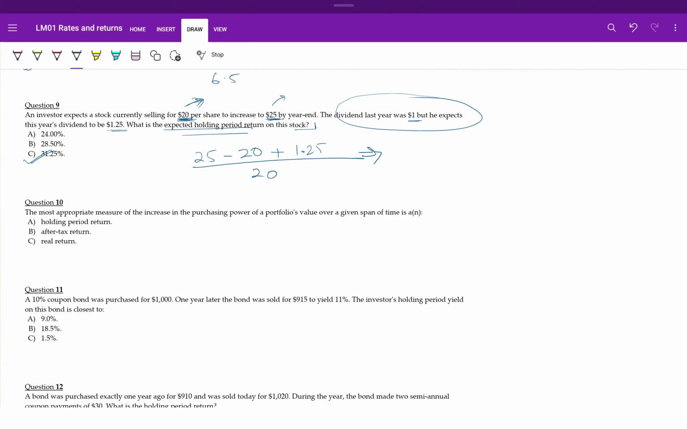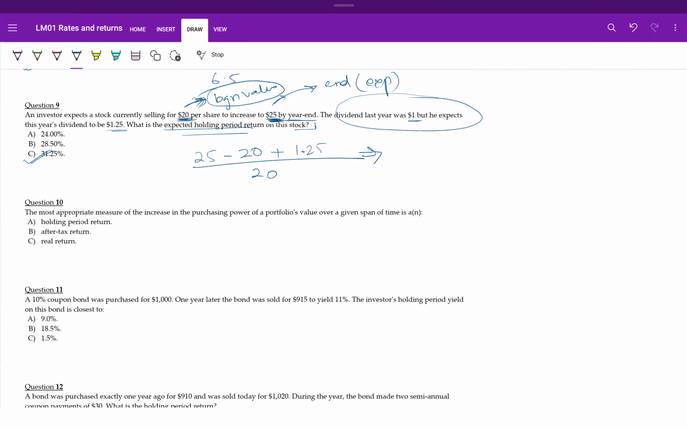So the expected holding period, now understand this thing: this is currently what it is being sold at, and this is the expected value. So this 25 is going to be our expected ending value, and this is our beginning value.